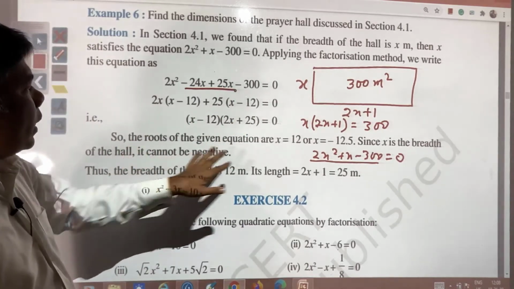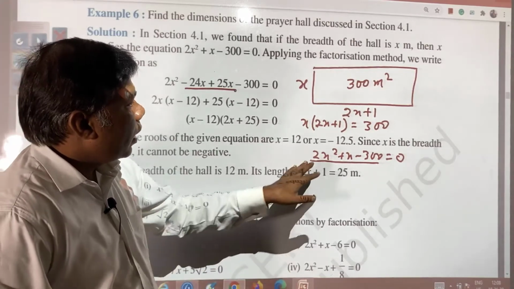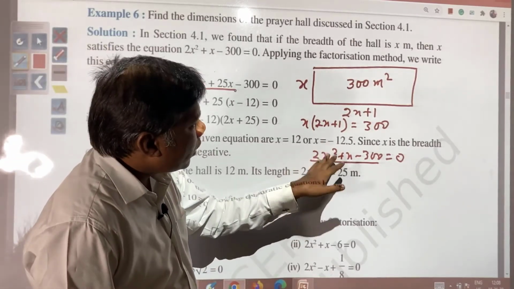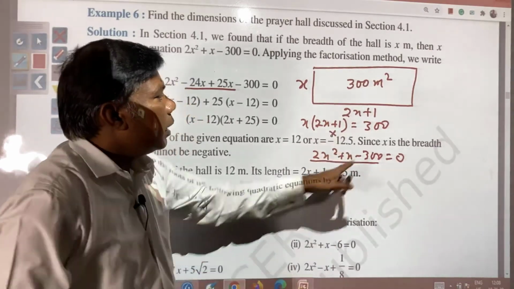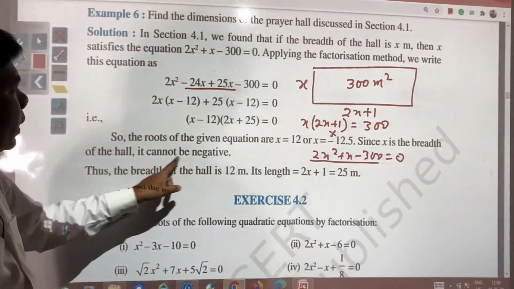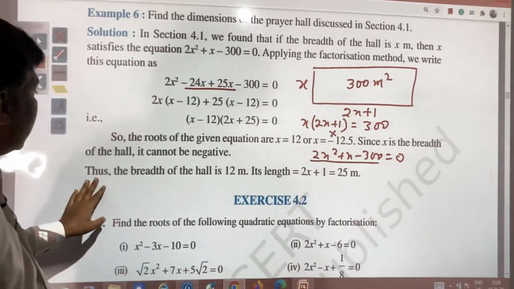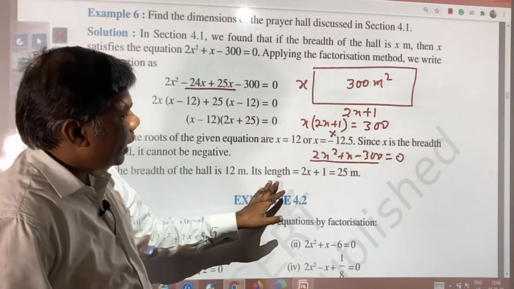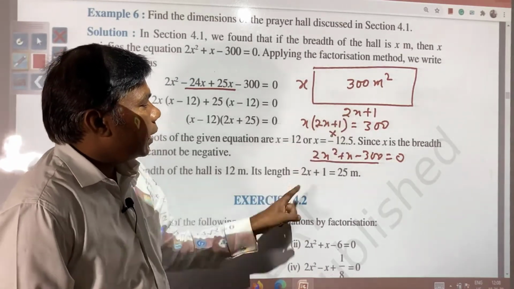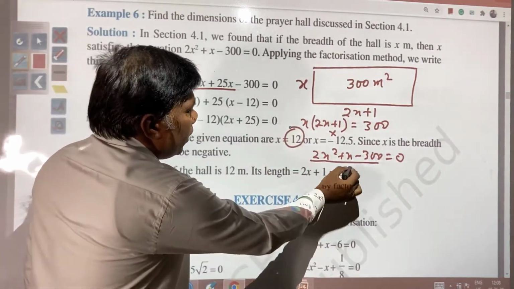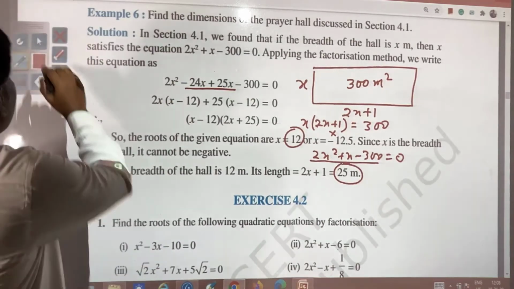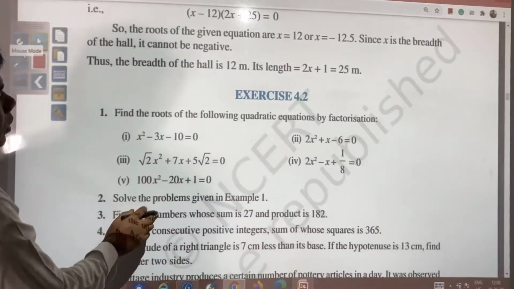So finally x you have got 12 or minus 12.5. Negative cannot be taken, since x is the breadth of the hole, it cannot be negative. Thus the breadth of the hole is 12 meter and its length will be 2x plus 1, which means 25 meters. So your answer is 12 and 25. So in this way questions are required to be solved.